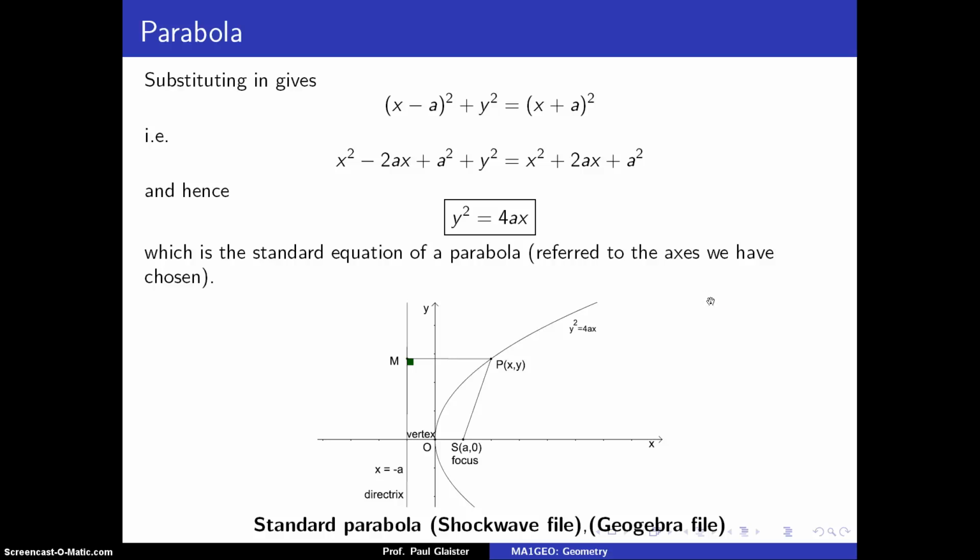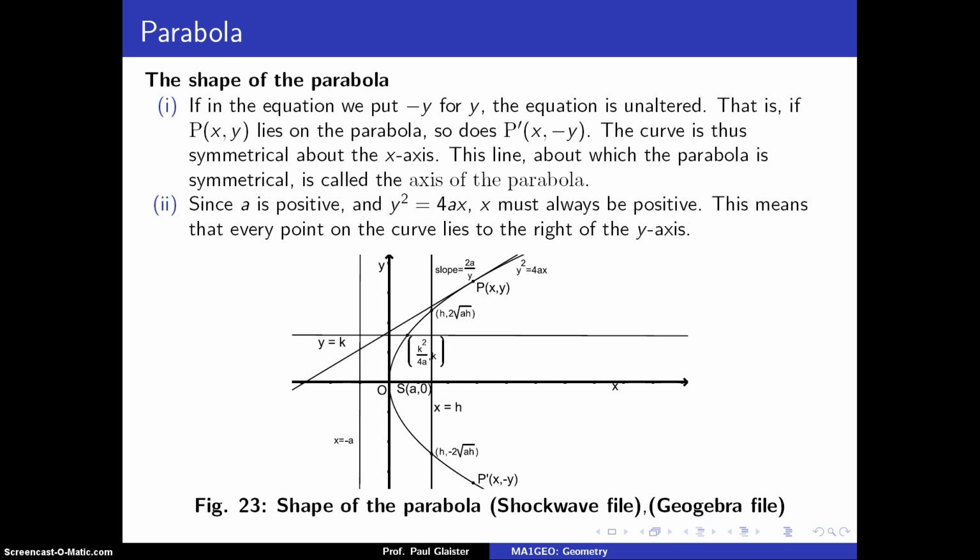Having proved that the equation for the parabola passing through the origin and with focus and directrix as shown is y squared equals 4ax, we now go on and look at some of the basic properties of the parabola, which can be determined by just looking at the equation of the path. So on this diagram we see quite a lot of information shown.